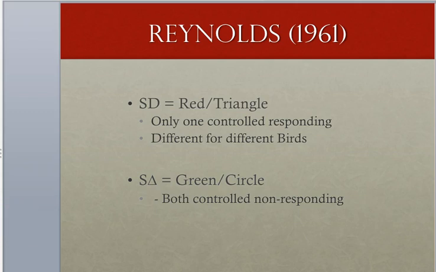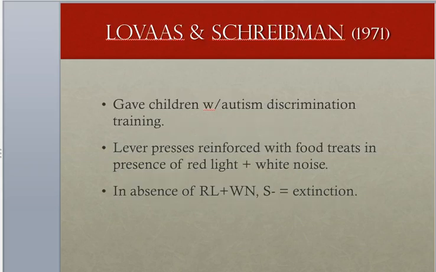And so that was kind of an interesting study. And a little over 10 years later, Ivar Lovaas and Laura Schreibman in 1971 gave children with autism discrimination training, where they would press a little lever and they would be reinforced with little food treats in the presence of a red light and a white noise. So the red light would come on and there would be the sound shh in the background. And so in the presence of the red light and the white noise, they received reinforcement.